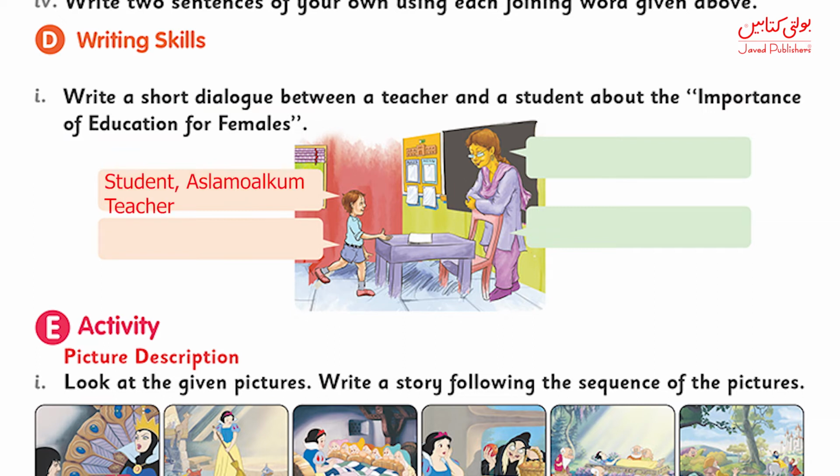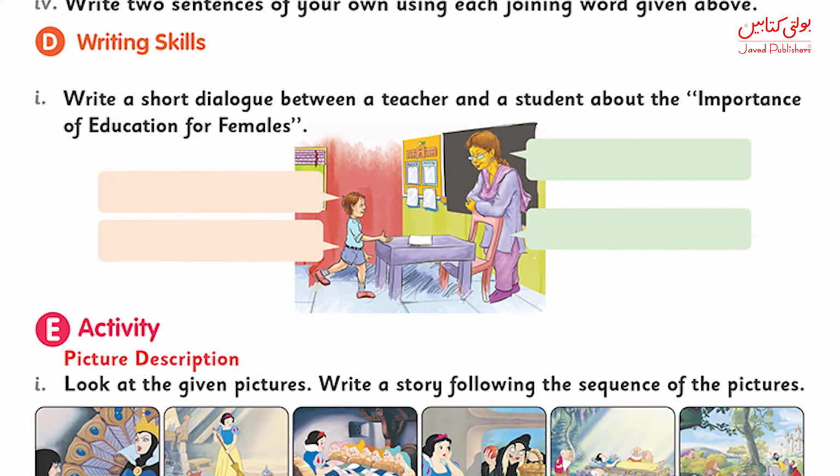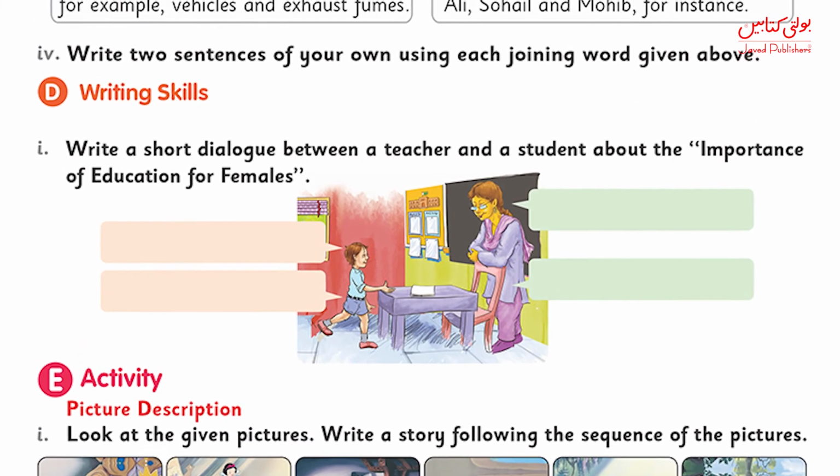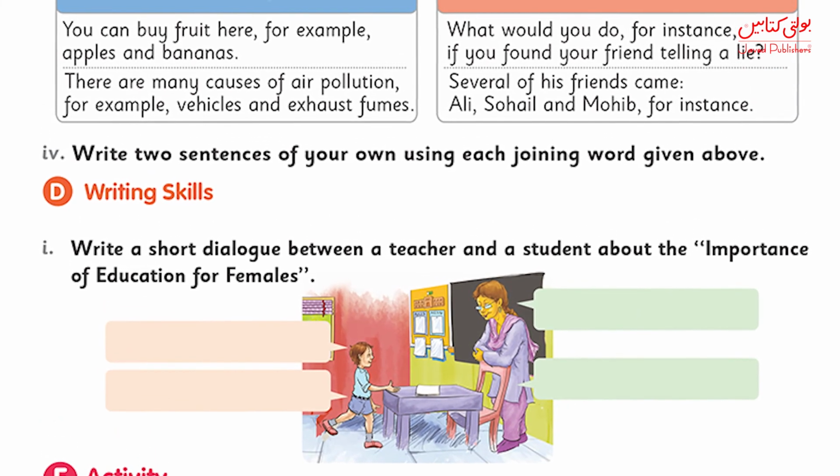Student: Assalamu alaikum teacher, hope you're doing well. Teacher: Walaikum assalam, yes, very well, and hope the same at your side. Student: Why is female education so important, teacher? Teacher: It is because an educated nation depends upon an educated mother. In a house, a woman plays a very important role.